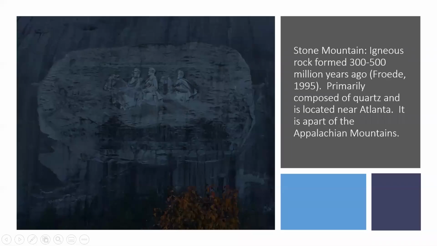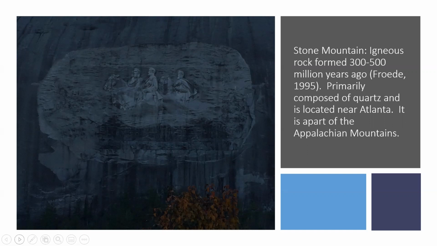This is a picture of Stone Mountain. It's an igneous rock formed 300 to 500 million years ago. It's primarily composed of quartz and is located near Atlanta. It is a part of the Appalachian Mountains, and it's really cool because this is a giant rock that just stands out further than anything else in the area. And there's not many mountains like this that are just solid rock.